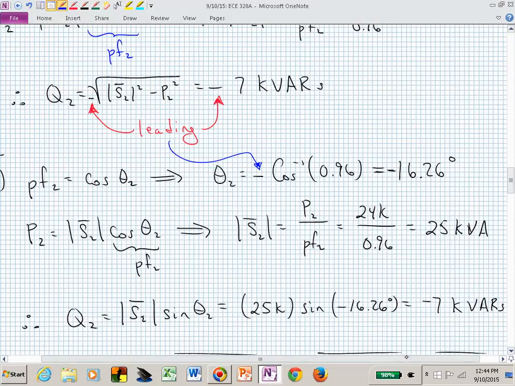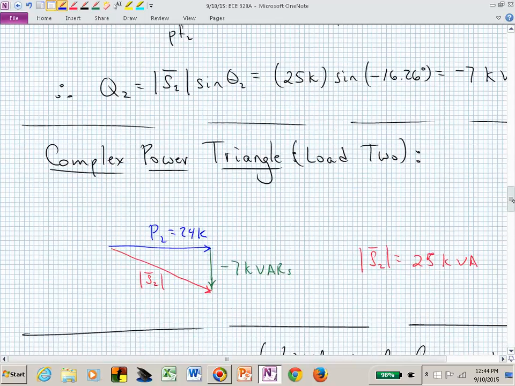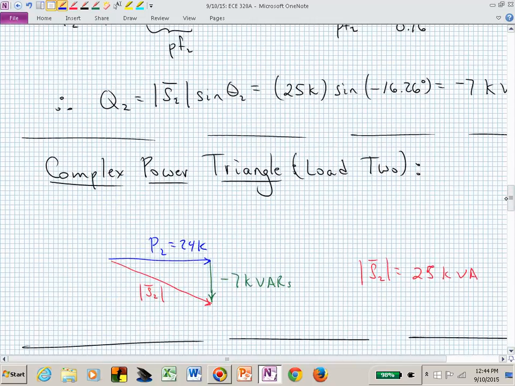We can now start to, oh, and there's the power triangle for load 2. Horizontally, we were 24. The reactive power was negative. It was minus 7. And now S sub 2 is 25. So P squared plus Q squared is equal to the magnitude of S squared, the apparent power squared.